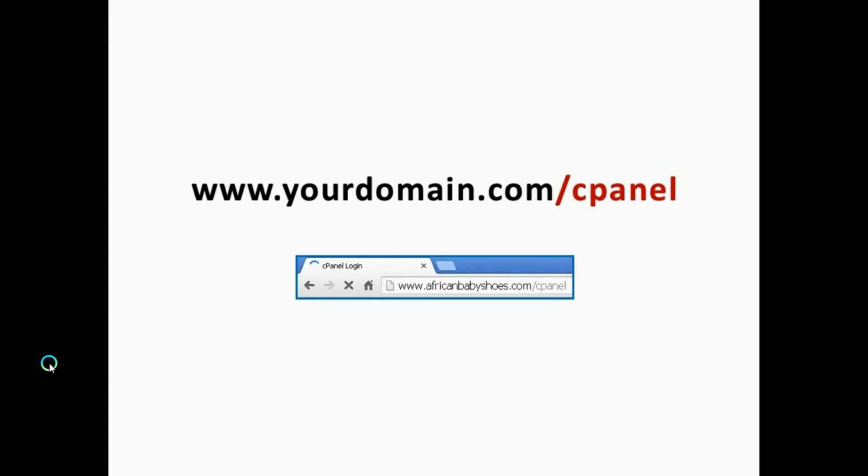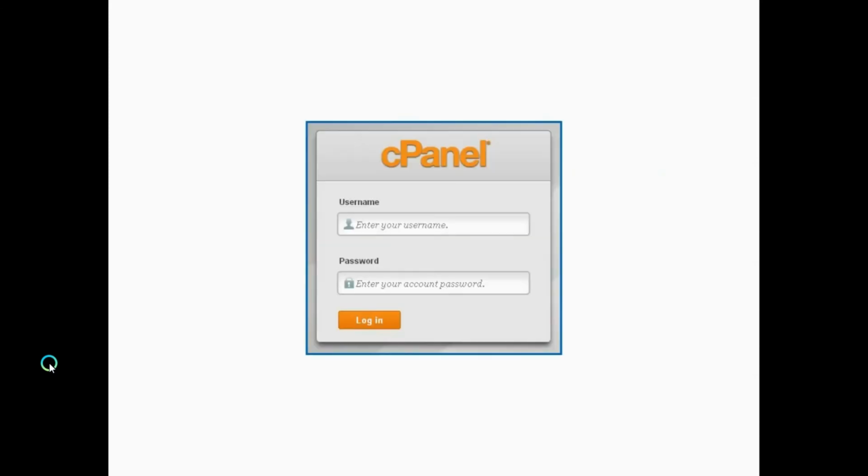www.yourdomain.com/cPanel. In this course, we use the domain africanbabyshoes.com, so to access cPanel on this domain, we will type the following into the address bar: www.africanbabyshoes.com/cPanel. Next, you type in your username and password to access your cPanel account. If you type in the wrong details more than 3 times, your IP address will be blocked and you will have to contact your hosting company to unblock your IP address.